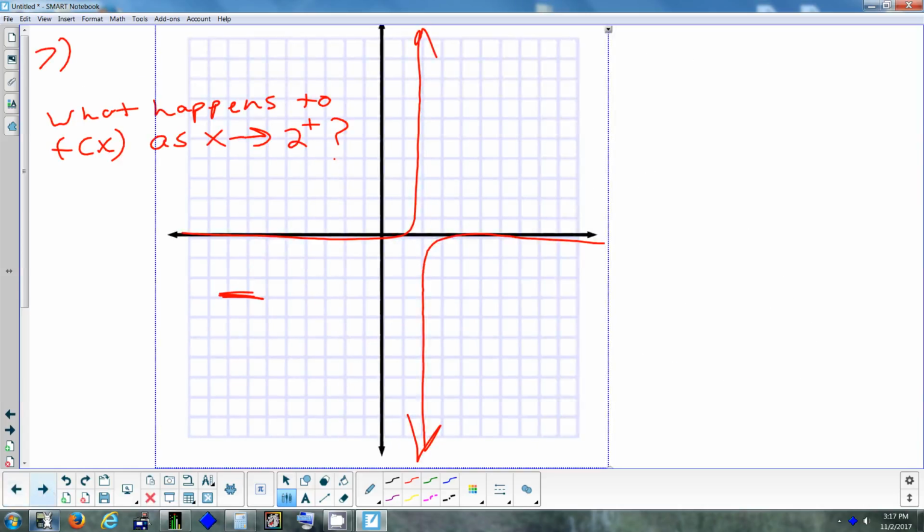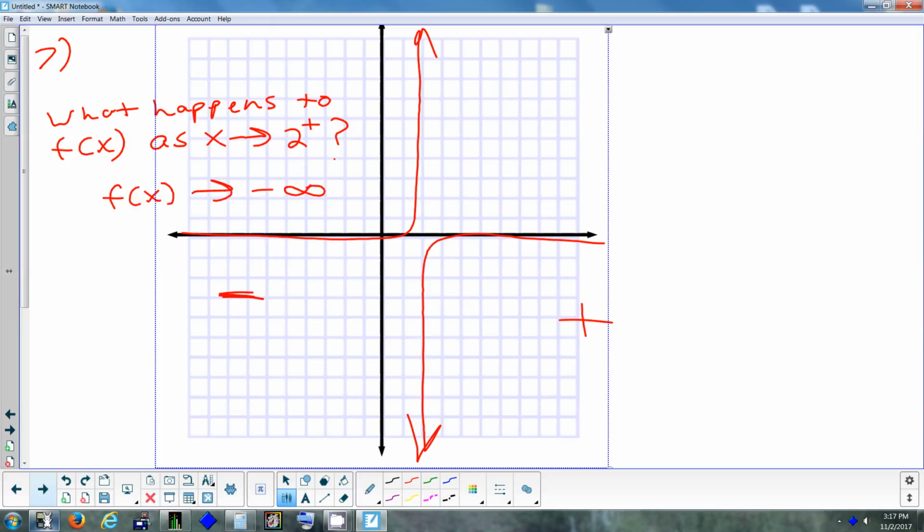So here's your negative side. Here's your positive side. So as we start to approach 2, what's happening to y? And what's it getting close to? Negative infinity. Yeah. So f of x is approaching negative infinity.